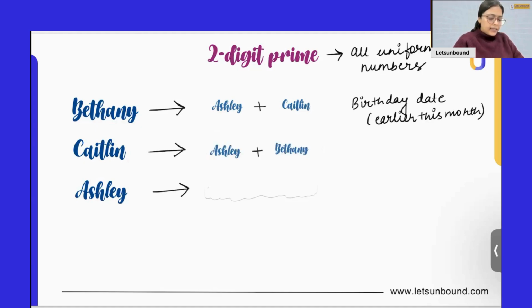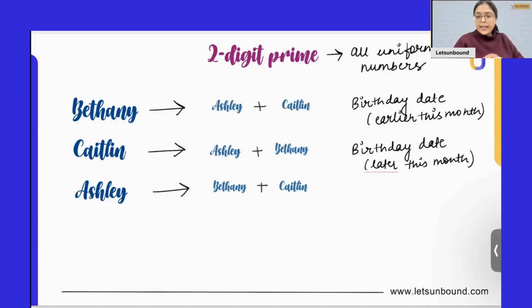Then Caitlin said the sum of Ashley's and Bethany's uniform numbers is Caitlin's birthday date, which is later this month, right? And then Ashley said that the sum of Bethany's and Caitlin's uniform numbers is today's date. Did you notice that for each of them, the sum of the uniform numbers gives some date of the month, right?